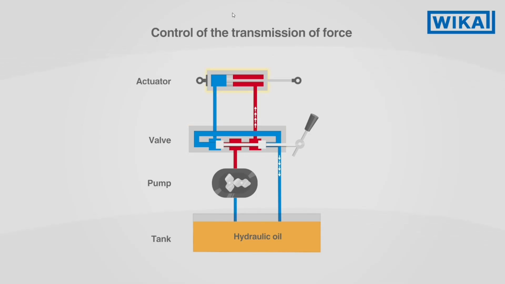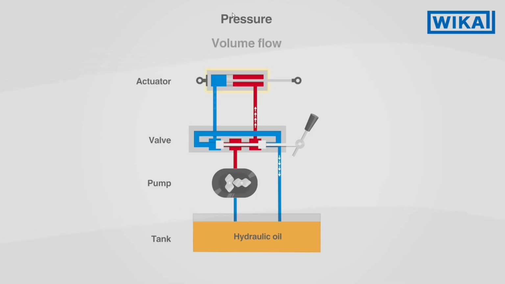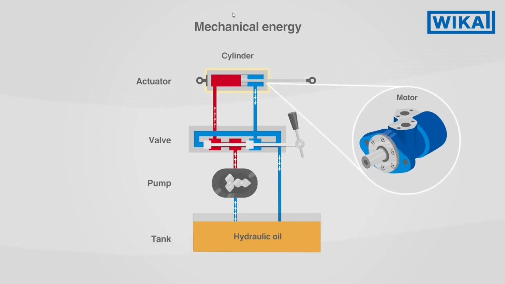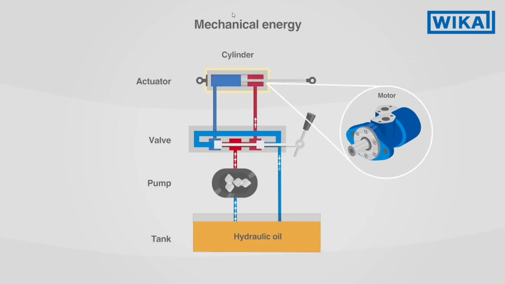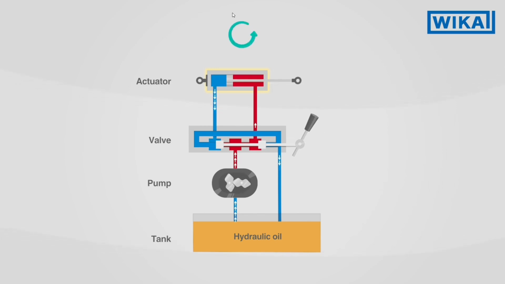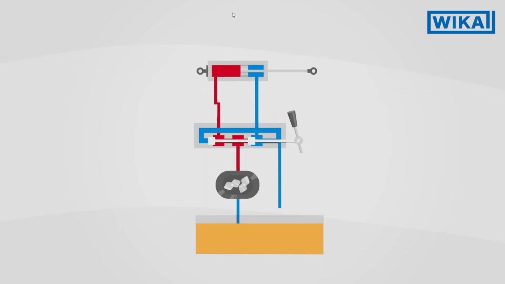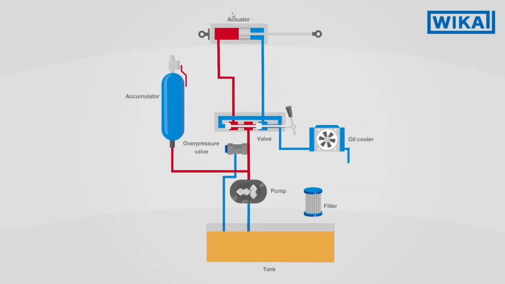In the actuator, the pressure and volume flow transmitted by the pump is converted back into mechanical energy. Cylinders or motors can be used as actuators. The liquid flows back into the tank and has completely passed through the circuit. In practice, these basic components of a hydraulic system are often supplemented with additional elements such as filters, oil coolers, or pressure accumulators.